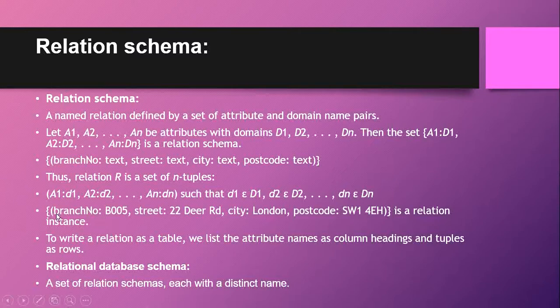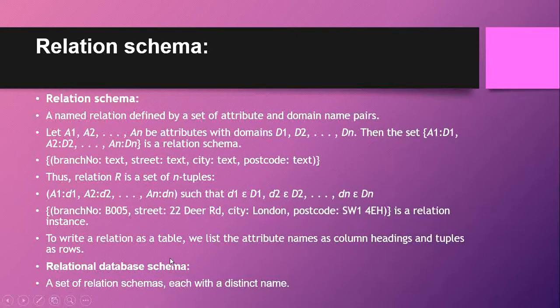So how do we translate the relation schema into our database? We write the relation as a table. We list the attribute names as column headings and tuples as rows. So these attributes will become the column headings and these values will be the tuple or the record in our database, or you can say the row of the table will contain these values.